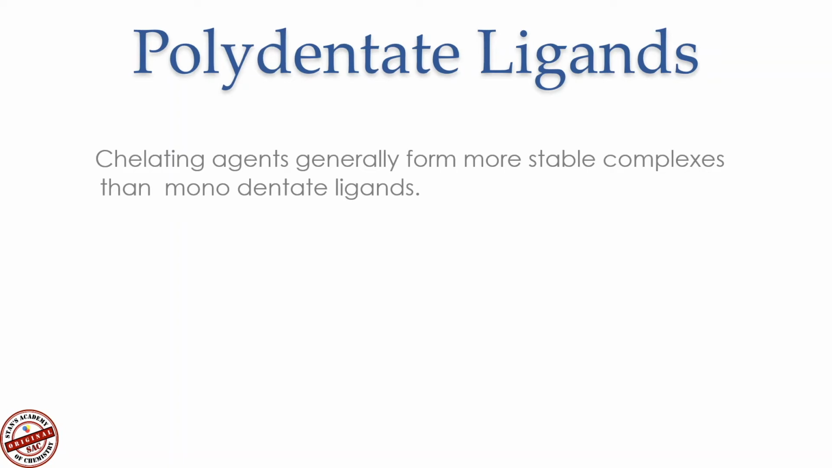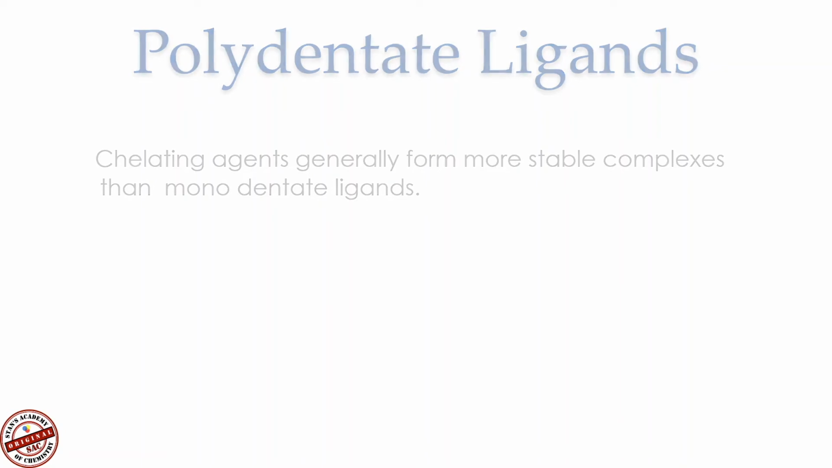This is a general statement that I made earlier. Chelating agents tend to form more stable complexes. We can calculate the equilibrium constant for the complexes, and those values will be reasonably high if the ligands are bidentate, tetradentate, or hexadentate ligands.